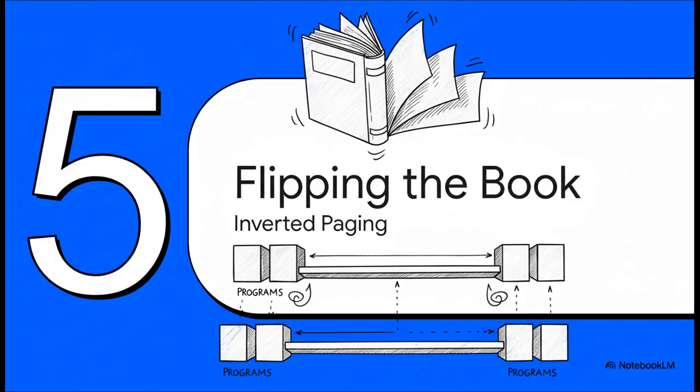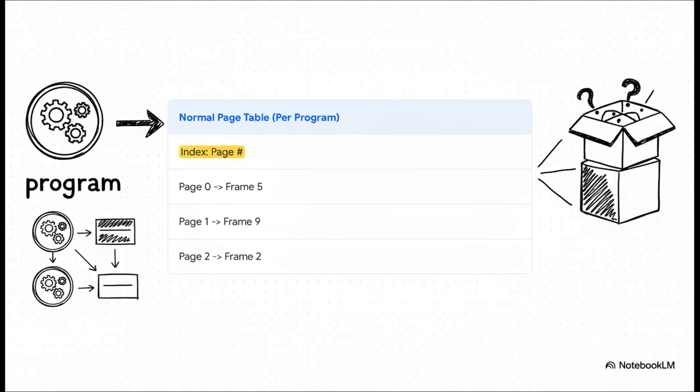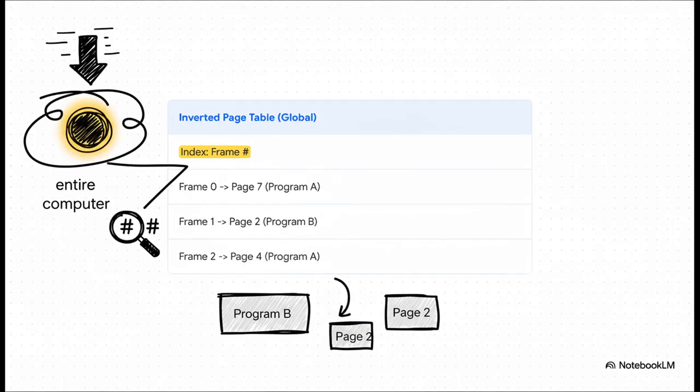This approach is called inverted paging. And the idea is, instead of each program trying to keep track of where all its pages are, what if the system just kept one single list of what's on all the shelves? So just as a quick refresher, a normal page table belongs to one program. You look up a page number, say page 1, and it tells you, yep, that's in frame 9. Every single program running on your machine has its own table, and all those tables take up a lot of space. Well, inverted paging flips this whole thing on its head.